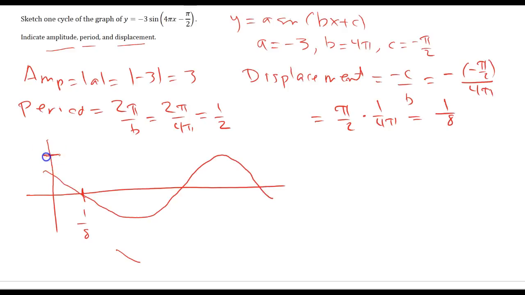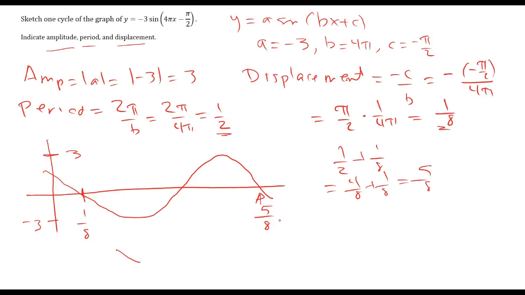The highest point here would be 3. The lowest point would be negative 3. We need to find the end point right here. And all we need to do really is simply to add the period and displacement. So it's simply 1/2 plus 1 over 8, which is 4 over 8 plus 1 over 8, which is 5 over 8. This point right here is going to be 5 over 8. And we have drawn the graph of y equals negative 3 sine of 4 pi x minus pi over 2. And we've indicated amplitude, period, and displacement.